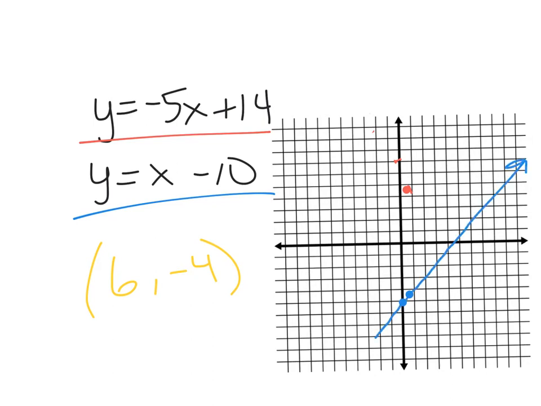But how do we do the first one? Because the y-intercept is 14. We went by twos. Each line is worth 2. So this is at 14. That dot. Oh, okay.